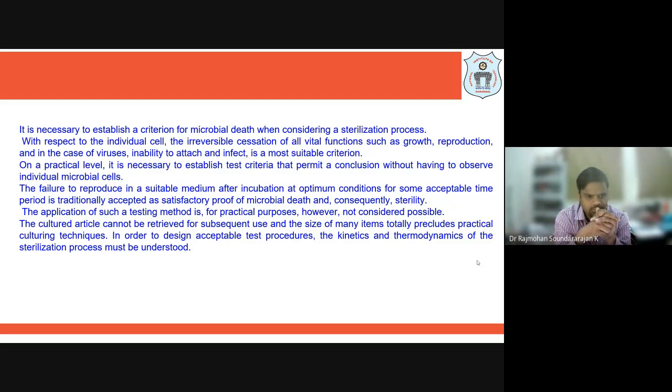So whatever the testing method, the application of such a testing method is for practical purposes. However, it is not considered possible to retrieve the cultured article for subsequent use, and the size of many items totally precludes practical culturing techniques. So in order to design acceptable test procedures, we have to understand the kinetics and thermodynamics of the sterilization process. As chemical engineers, we are well aware of it.